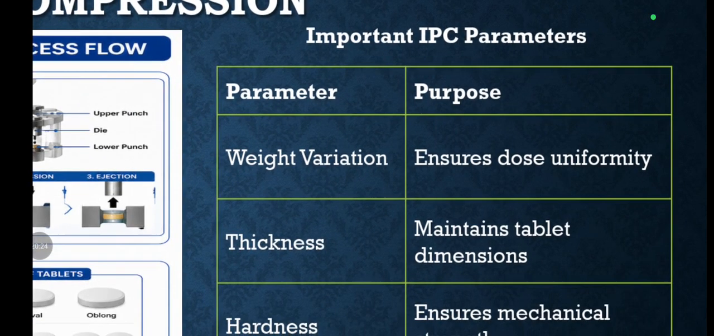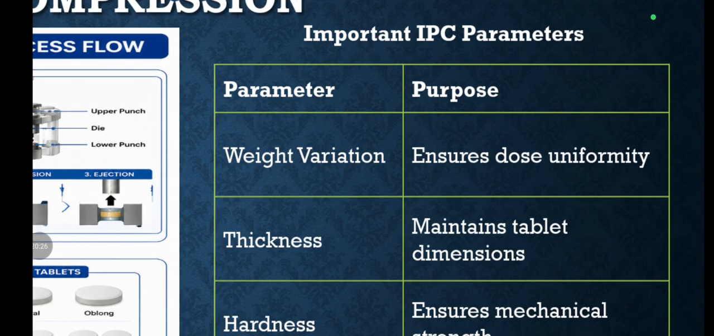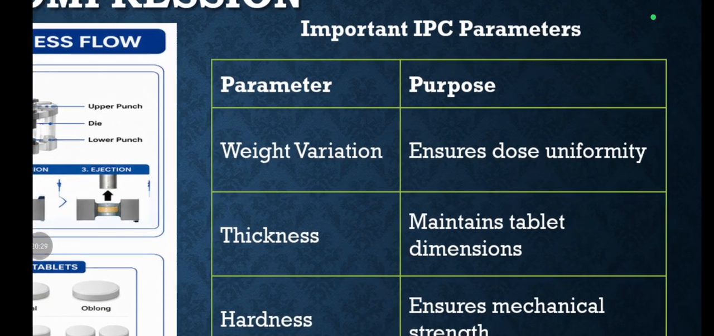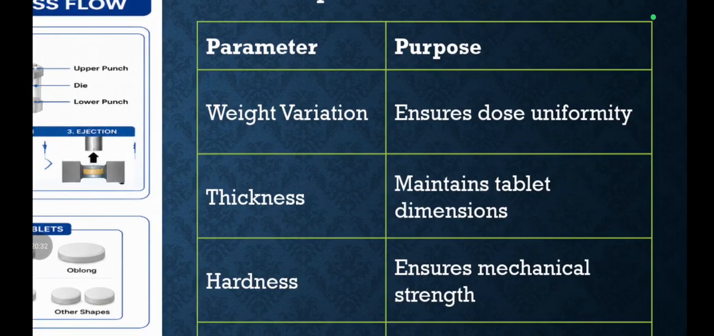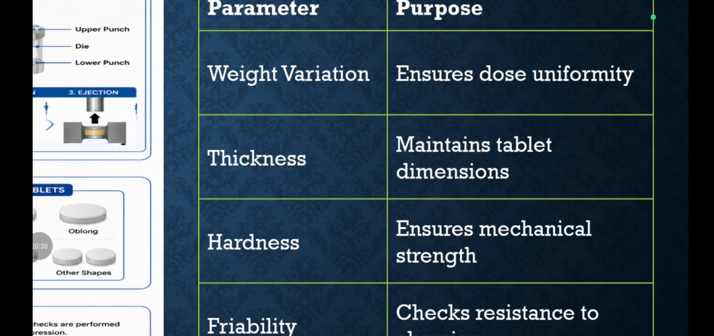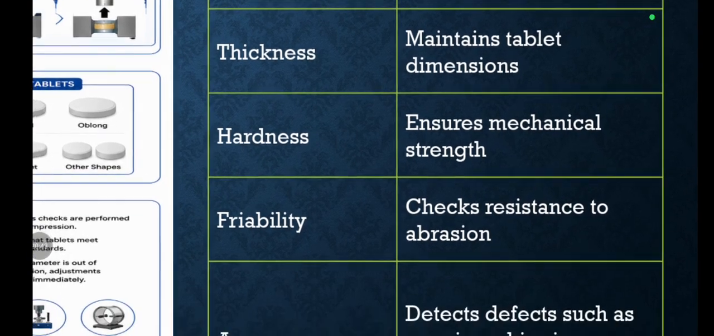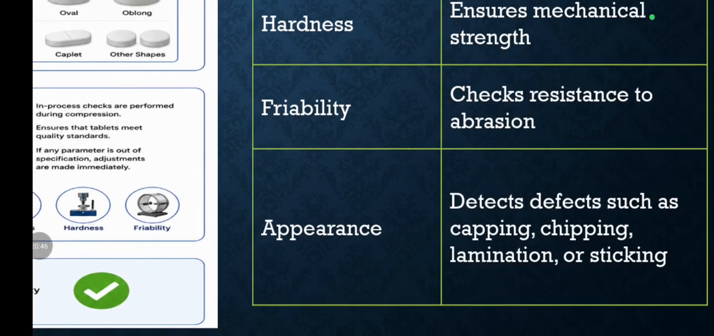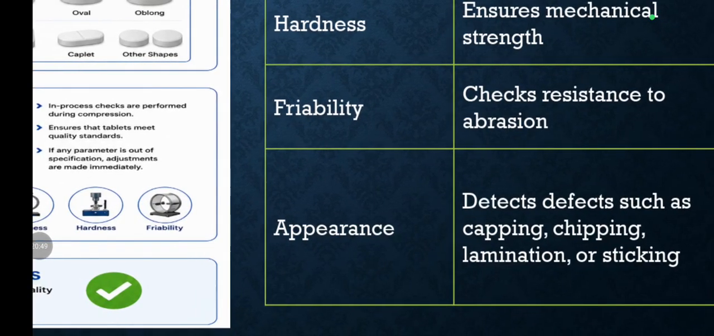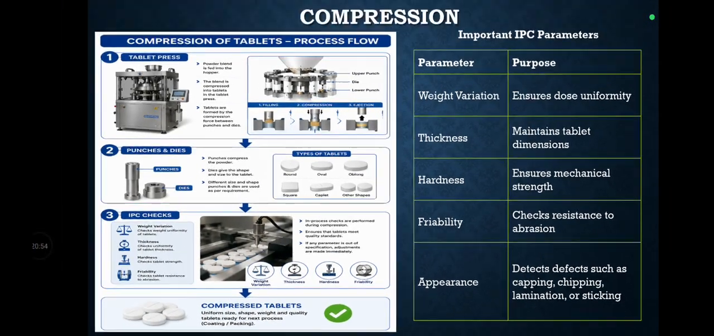Next, importance of IPC parameters, and their purpose. What are the purposes? Weight variation ensures the uniformity of the tablet. Thickness: why do we need to check thickness? To maintain the tablet dimension. Hardness: why? To check resistance to abrasion. And appearance, to detect defects like capping, chipping, lamination, sticking, etc. So these are the necessary points that will be considered during compression, and this is one of the most important processes in the journey of the tablet.